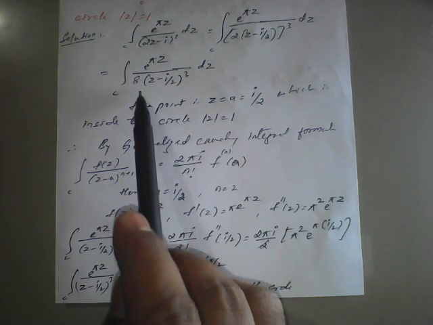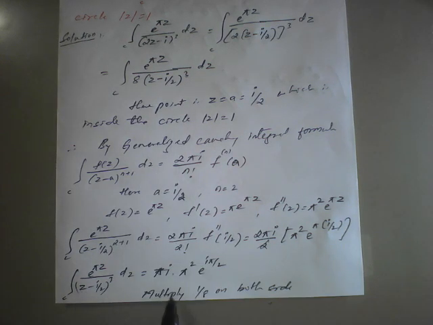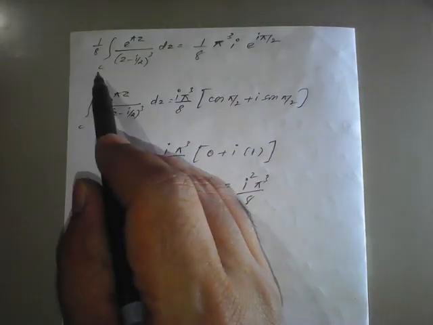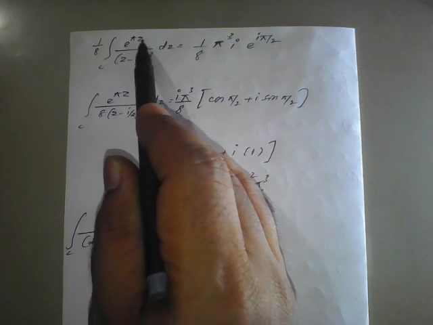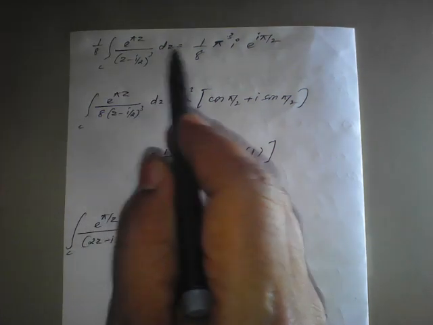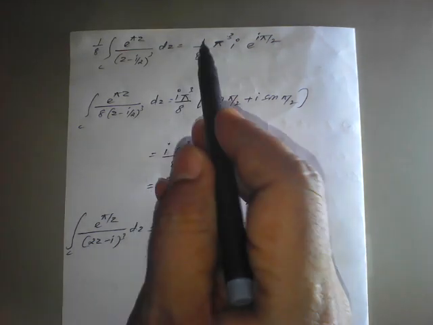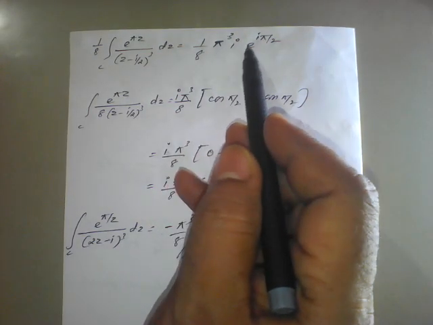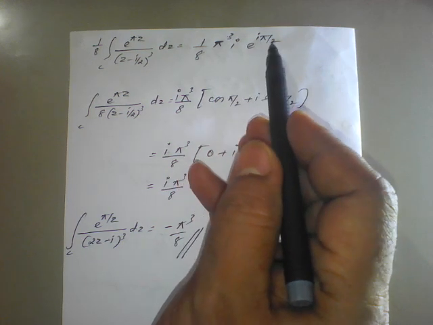We need 1 upon 8, which is missing here. So multiply 1 upon 8 on both sides. We get 1 upon 8 into the integral of e raised to pi z upon (z minus i upon 2) cube dz, equal to 1 upon 8 times pi cube i into e raised to i pi by 2.